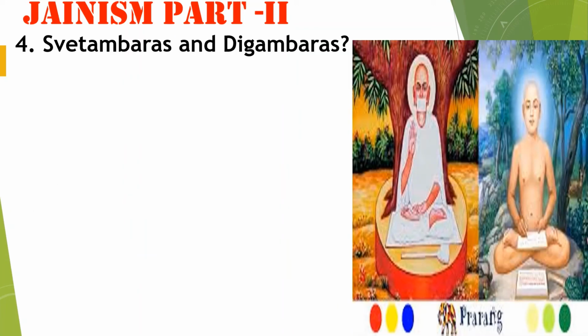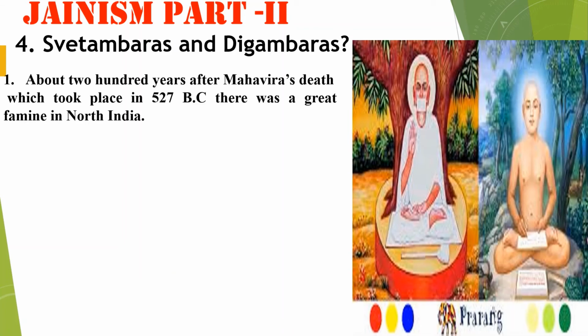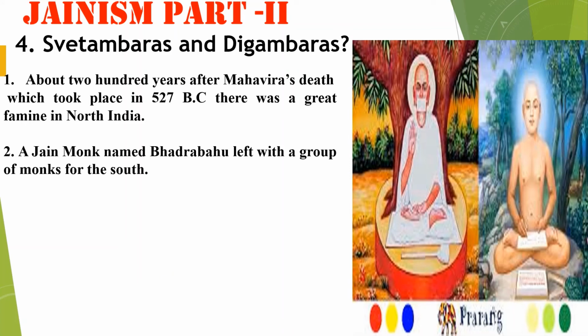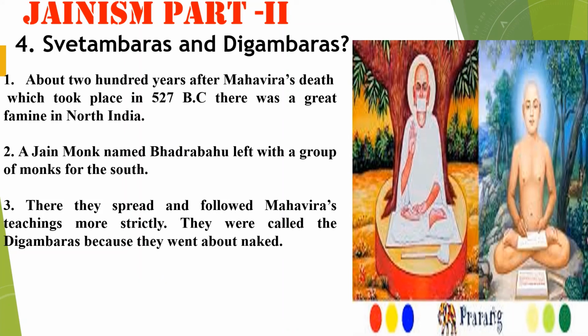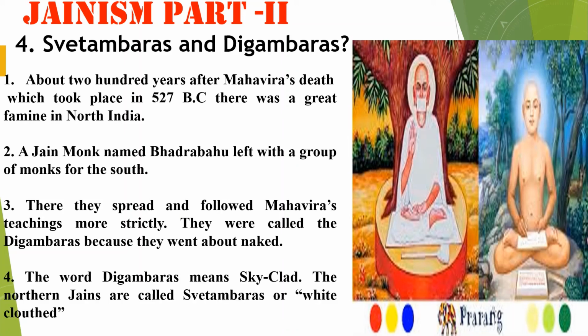Jainism part 2. The fourth question is Shvetambars and Digambars. About 200 years after Mahavir's death, which took place in 527 BC, there was a great famine in North India. A Jain monk named Bhadrabahu left with a group of monks for the south. There they spread and followed Mahavir's teachings more strictly. They were called the Digambars because they went about naked. The word Digambar means sky-clad. The northern Jains are called Shvetambars, or the white-clothed.